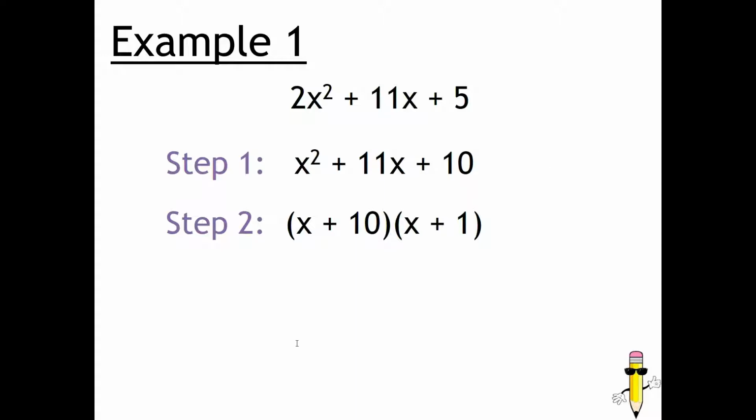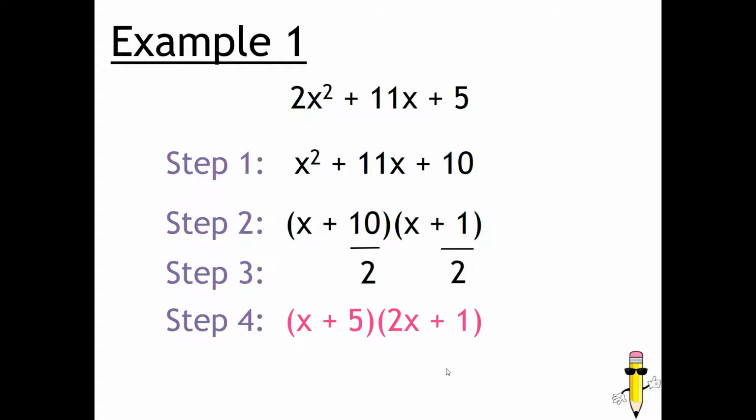And then I'm going to go to step 3, which is divide back out the leading coefficient. Remember that was 2, so I'm going to divide both of these by 2. Once I have that, I am going to move to my bottom up, because I need to take this 2 that was right here and move it to the 2x right there. And my final product would be x plus 5 and 2x plus 1.